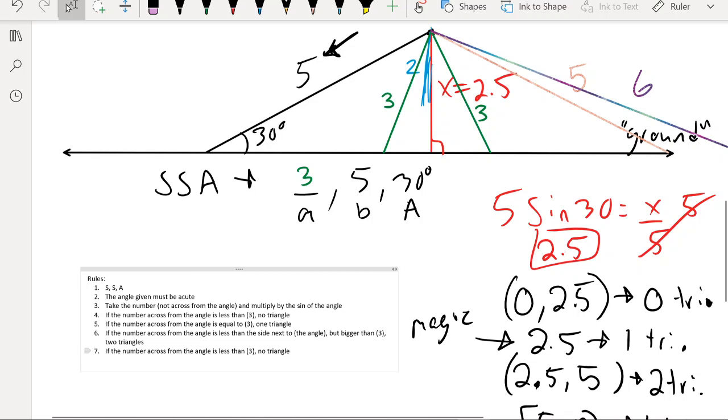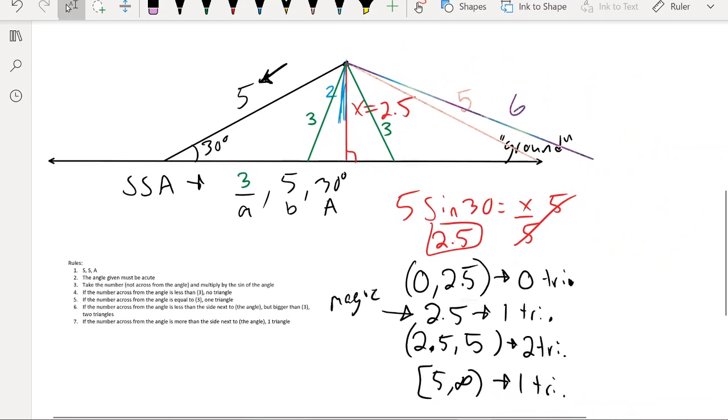But basically, if the number across from the angle is more than the side next to the angle, then you have one triangle. One triangle. Okay? So there you go.